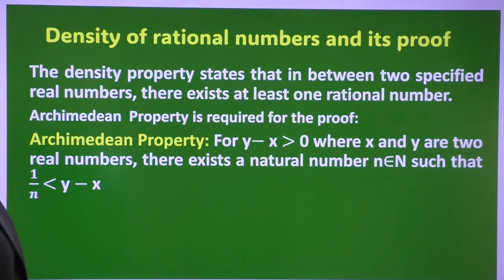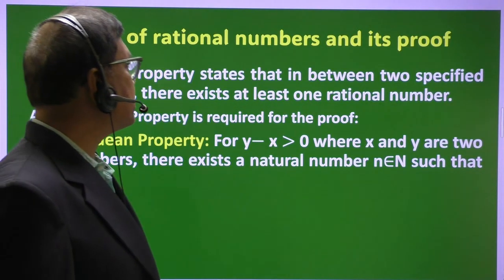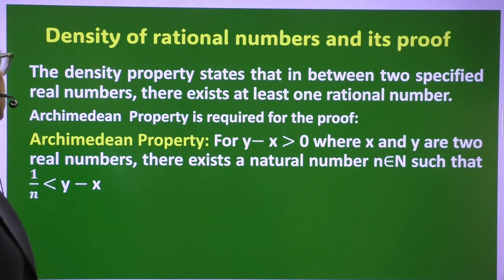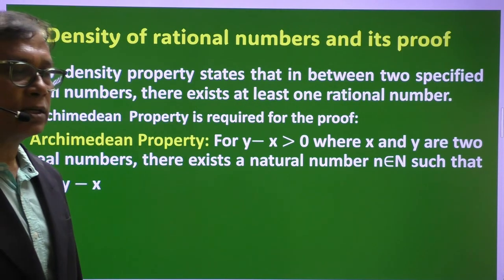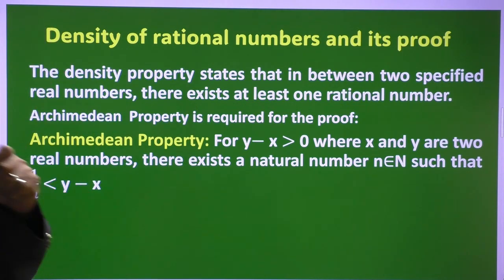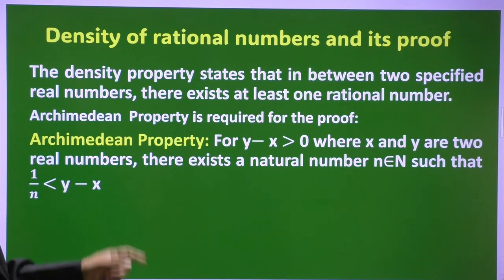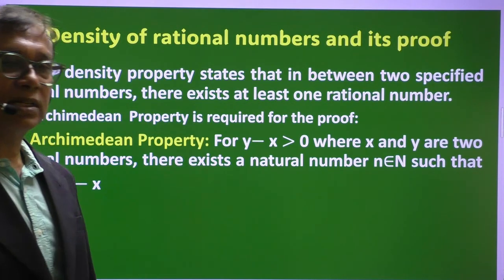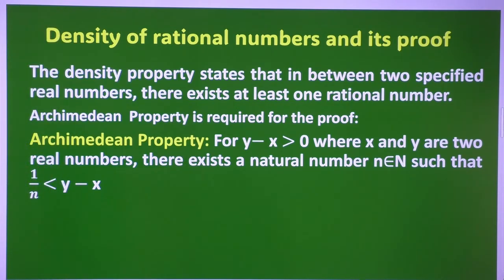First, density of rational numbers and its proof. So what is density property of rational number? The density property states that in between two specified real numbers there exists at least one rational number. This is the density property of rational numbers. Is it clear? So now we'll prove this.